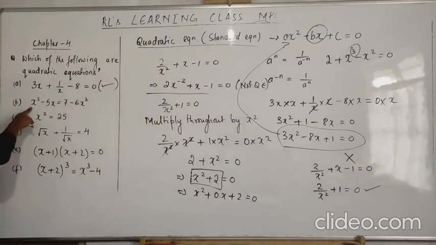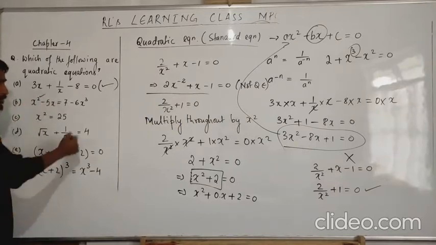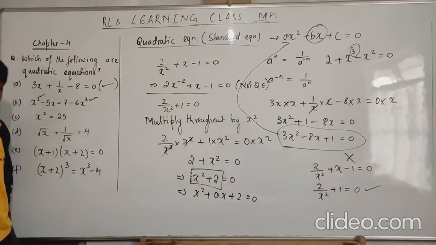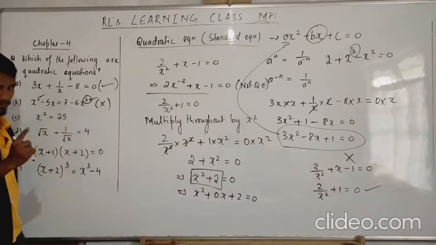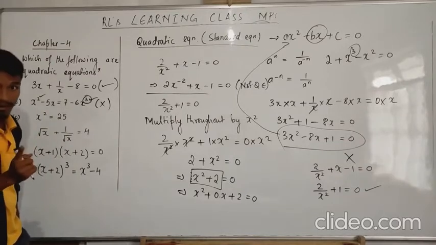Then what about this one? Is this a quadratic equation or not? Look here, this is x to the power 2, degree 2. But here x to the power 3, degree 3. Then is the quadratic equation of degree 3? No, then this is not a quadratic, because due to this term it becomes not a quadratic.